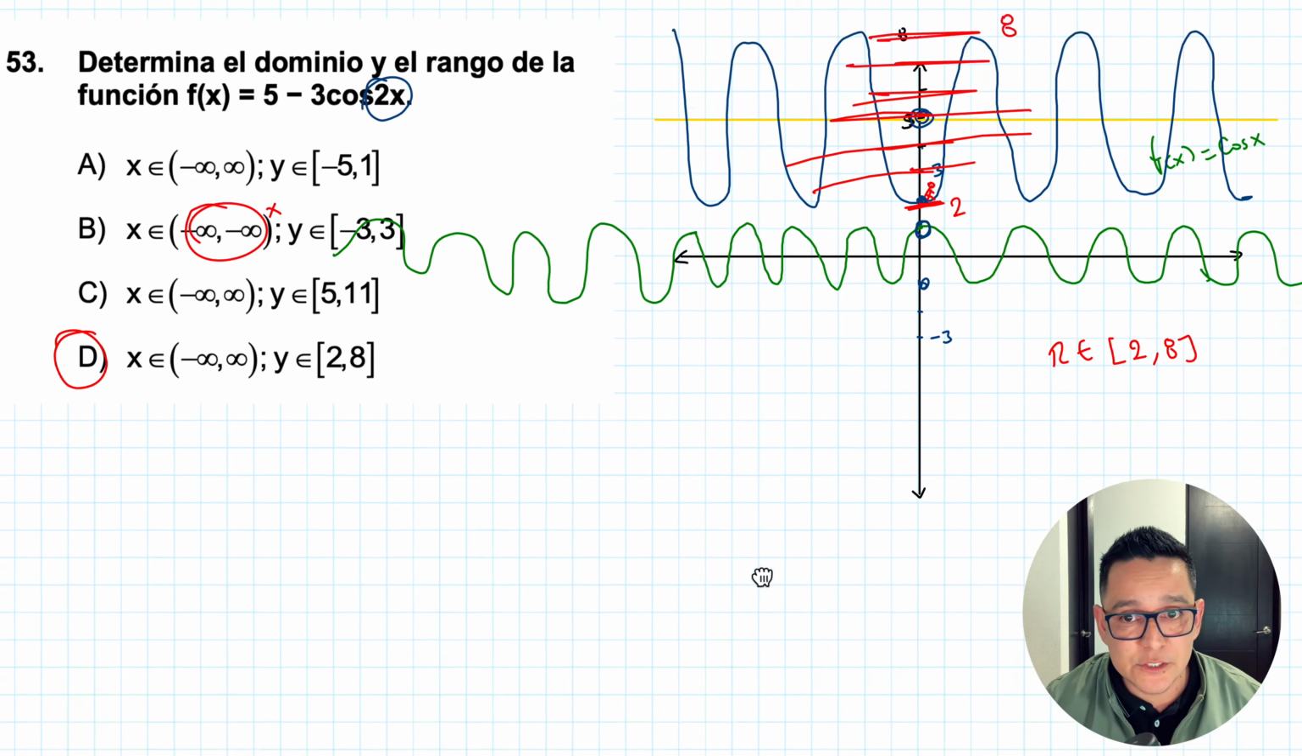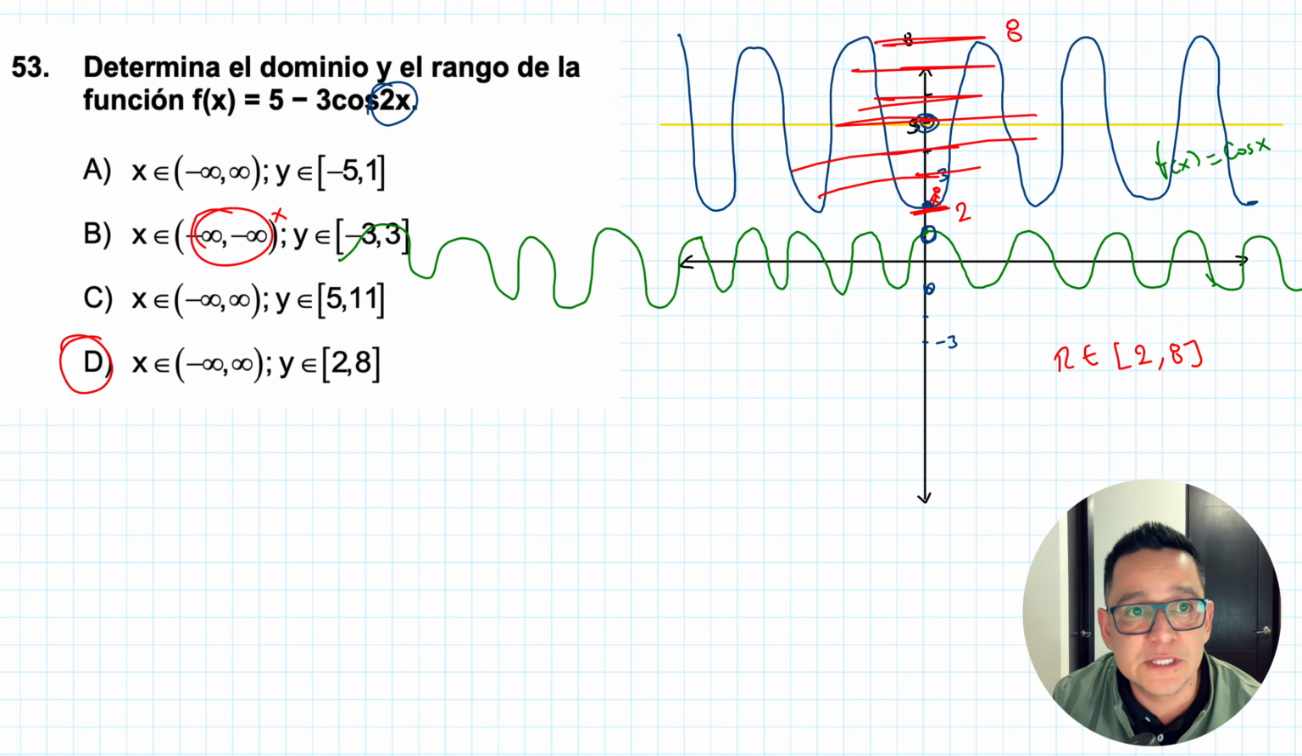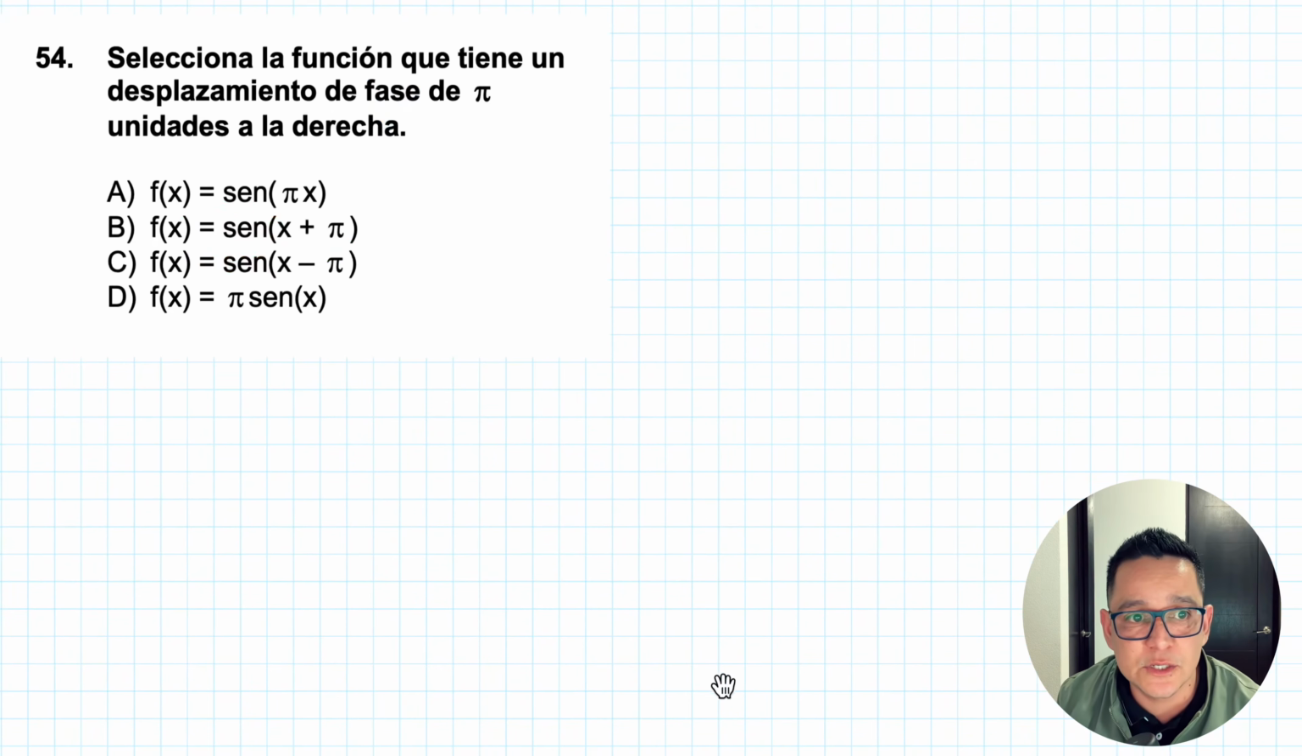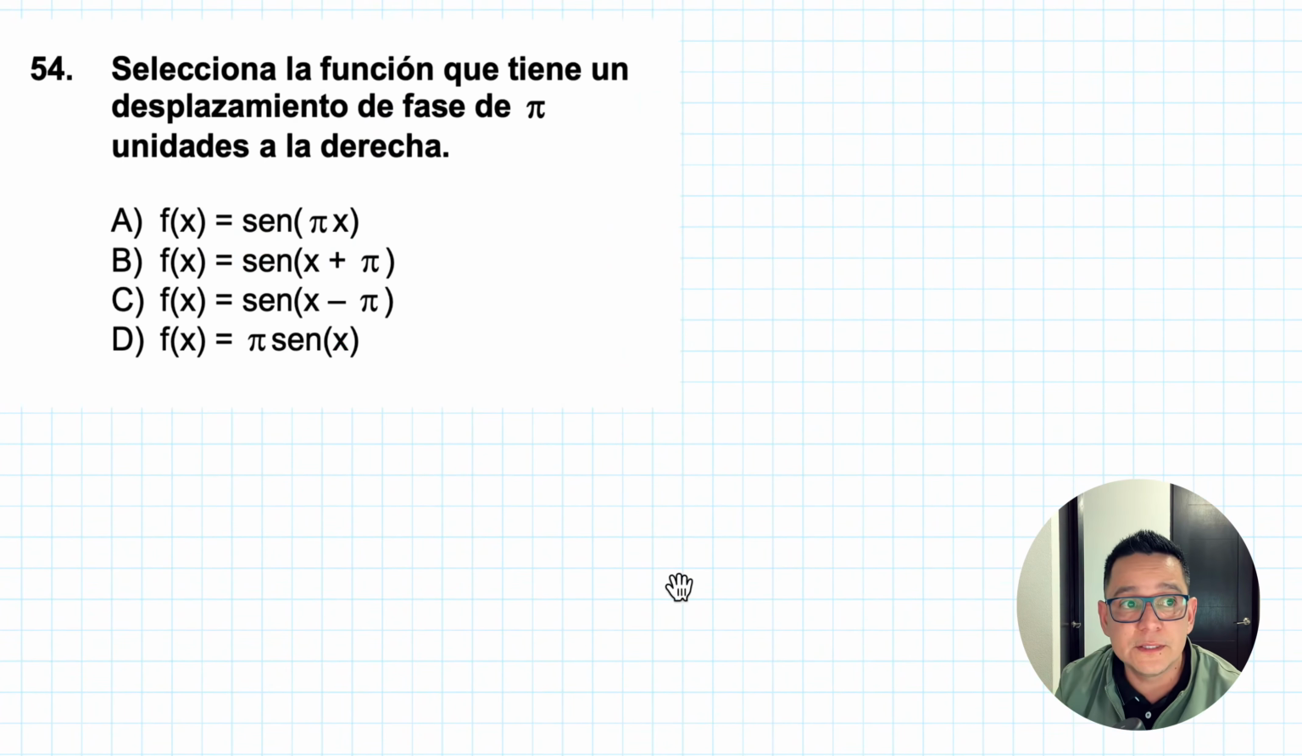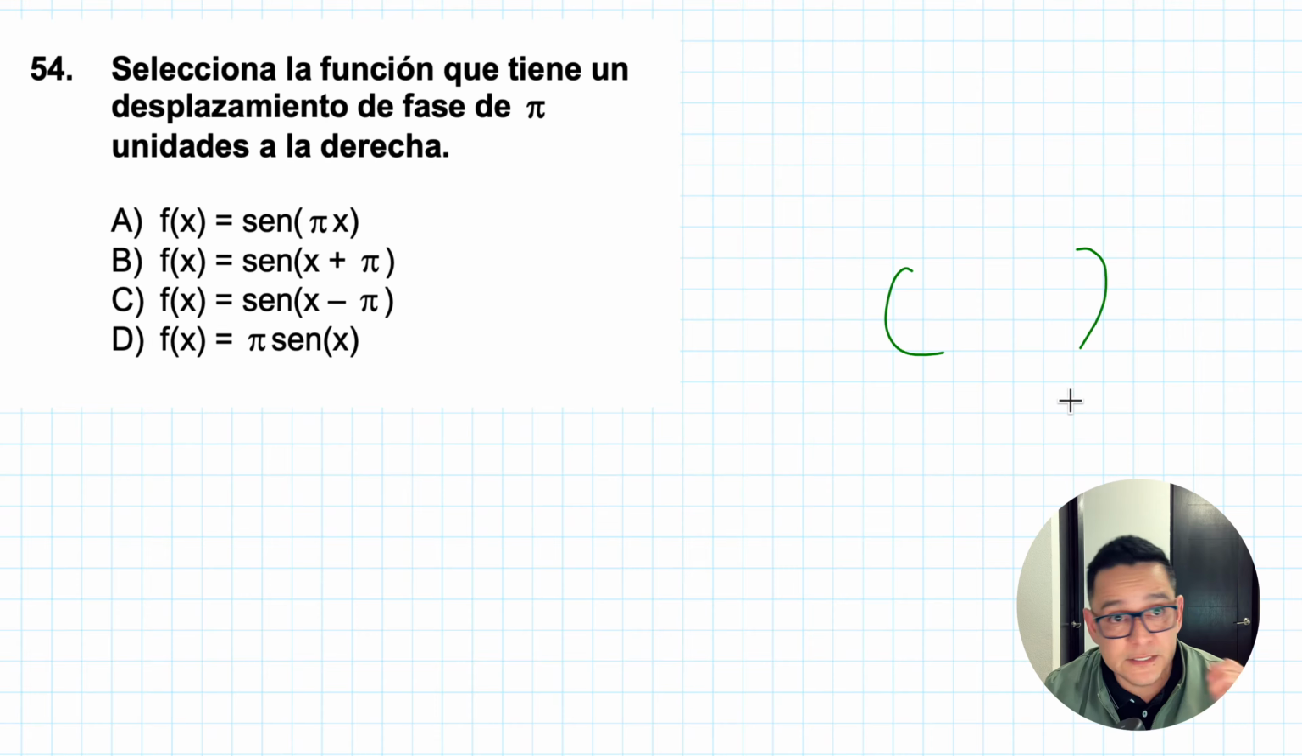We're done with this exercise. I'll make a quick adjustment, then let's move on to exercise 54. Again, we have something that has to do with trigonometric functions, it says. Choose the function with a phase shift of pi units to the right. We just saw that, right? Which one is it if it says pi units to the right? What does that mean? Inside the parentheses, is it adding or subtracting? I mean, if we had x, it says it's to the right. If I want it to move to the right, what do I do?